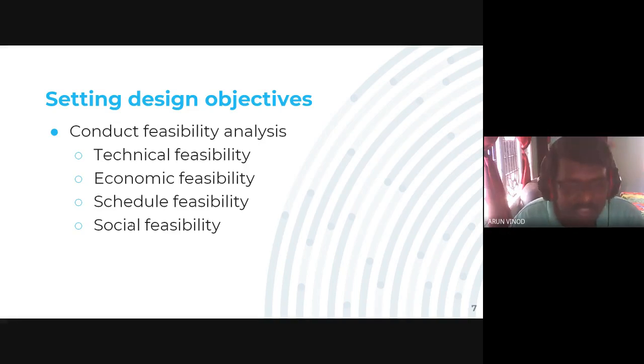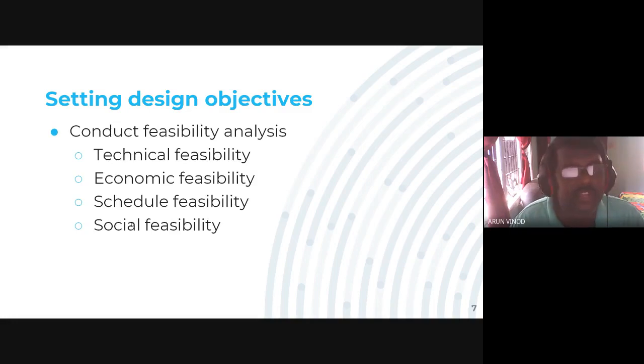And then social feasibility. Social feasibility means it should not harm the society. That is what we discussed in the last class. Any kind of science, design or product should not harm society. We should have that social responsibility. That is what the engineering and design definition is. So for feasibility we discussed technical feasibility, economic feasibility, schedule feasibility, and social feasibility.